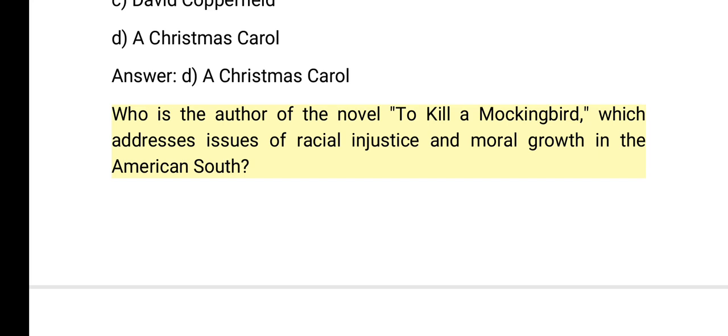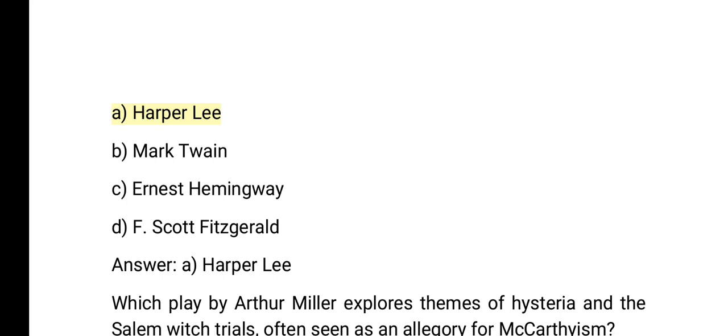injustice and moral growth in the American South? A. Harper Lee. B. Mark Twain. C. Ernest Hemingway. D. F. Scott Fitzgerald. Answer: A. Harper Lee.